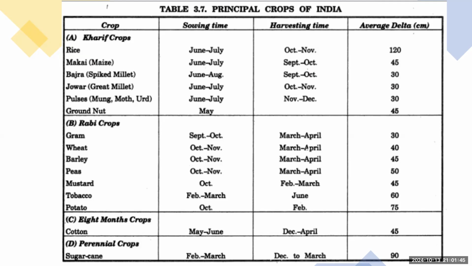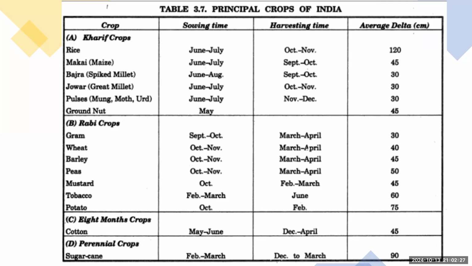And if we see this table, then it is the highest. So rice requires the highest quantity of irrigation. Now, in case of pulses, what is the average delta? Average delta is 30 centimeters. So for pulses, it is a minimum requirement. Same thing is about gram. Gram means harbhara. It is a Rabi crop, whose sowing time is between September and October, and harvesting time is between March and April, and the average depth of water required to be applied is 30 centimeters.